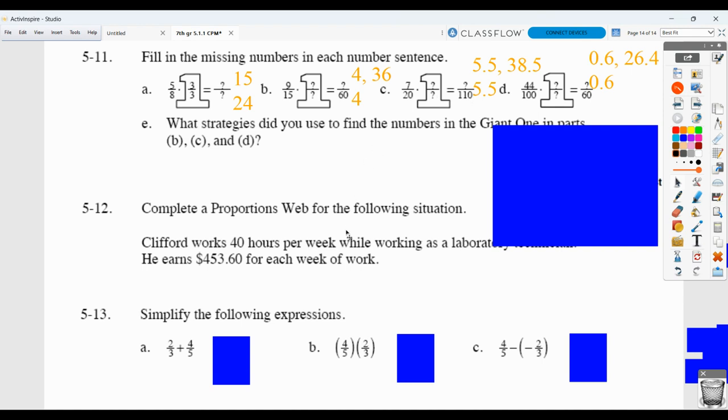Now, they want you to do a proportions web for the next one. Clifford works 40 hours per week. He's working as a laboratory technician, and he earns $453.60 for each week of work.